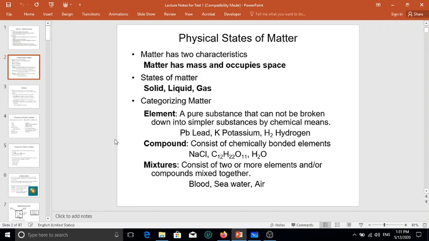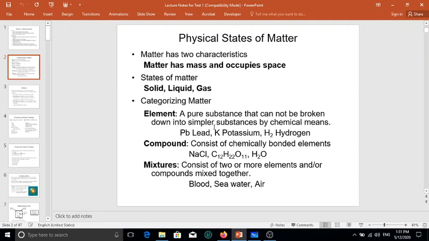Solid occupies space, has a certain shape, has a mass. Liquid also occupies space, has mass, but it doesn't have a fixed shape. The gas has mass, it occupies space, but it does not occupy a certain amount of space. It depends on the container. Now, obviously, it doesn't have a fixed, certain shape either. So that's kind of easy to understand.